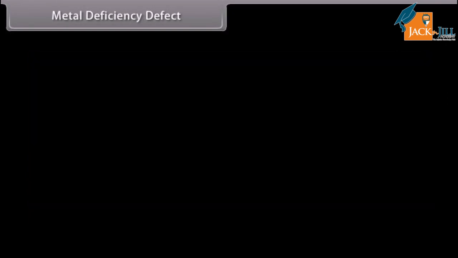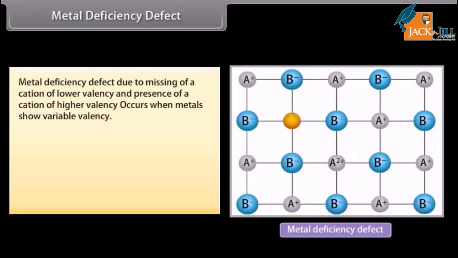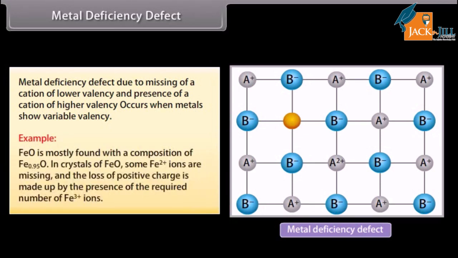Metal deficiency defect. Metal deficiency defect due to missing of a cation of lower valency and presence of a cation of higher valency occurs when metals show variable valency. Example: FeO is mostly found with a composition of Fe0.95O. In crystals of FeO, some Fe2+ ions are missing, and the loss of positive charge is made up by the presence of the required number of Fe3+ ions.